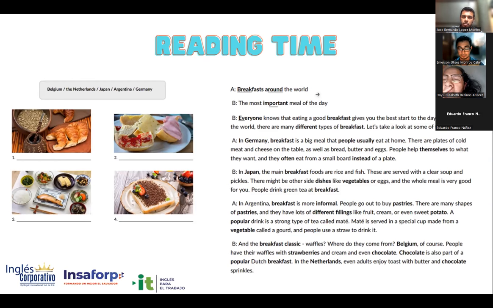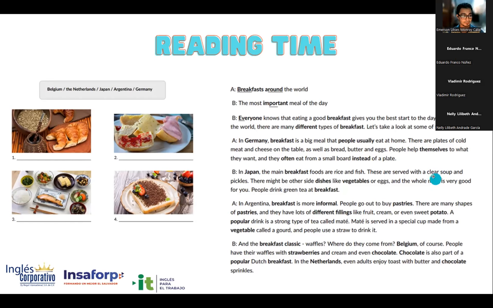In Japan, the main breakfast foods are rice and fish. They are served with clear soup and pickles. There may be other side dishes like vegetables or egg. And the whole.